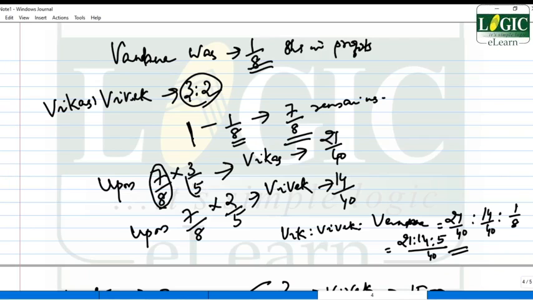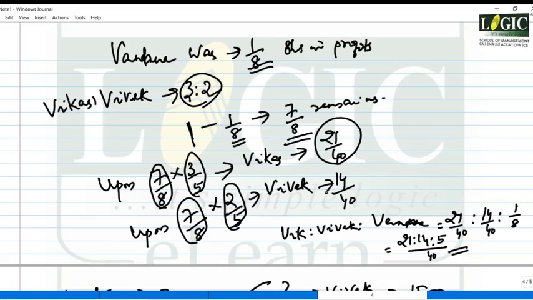That's their share. 3 by 5 will be Vikas, that is 21 by 40. Now what remains is 7 by 8. Upon that, 2 by 5 will be Vivek's share, 14 by 40. So you put the 3 people together. 21 by 40 is to 14 by 40 is to 1 by 8.